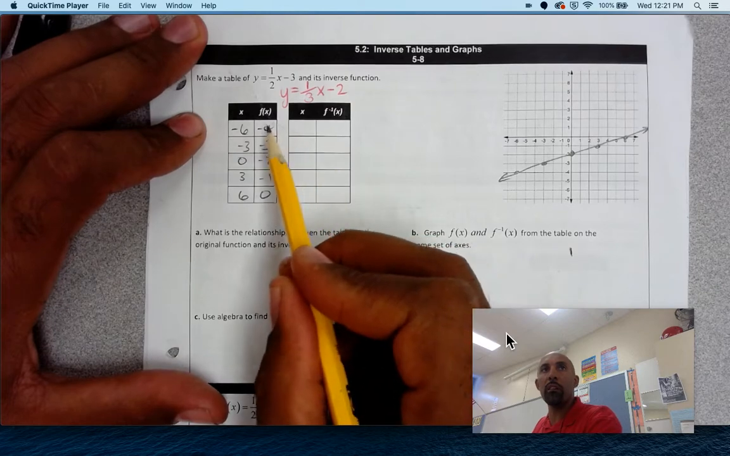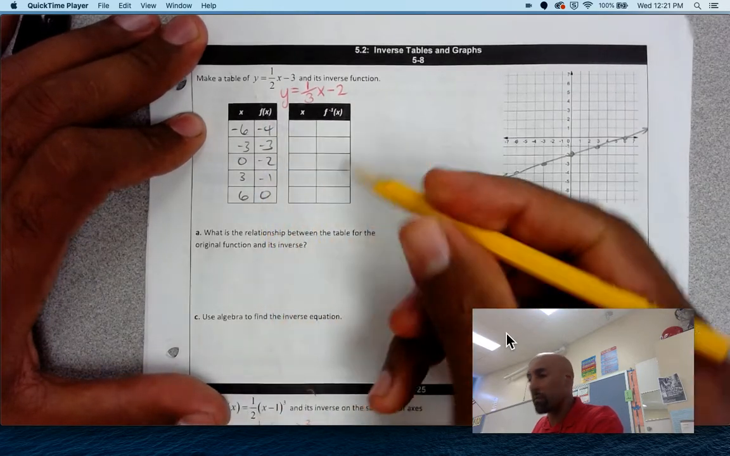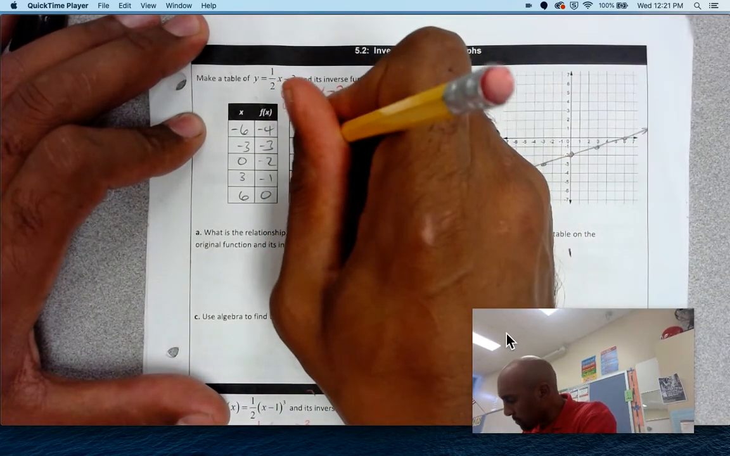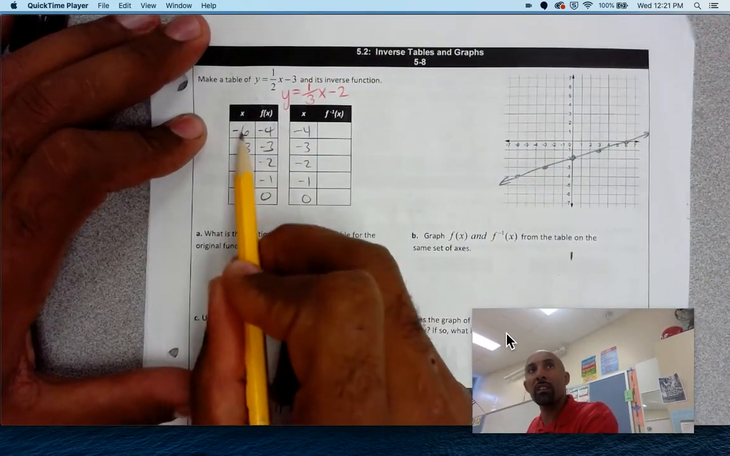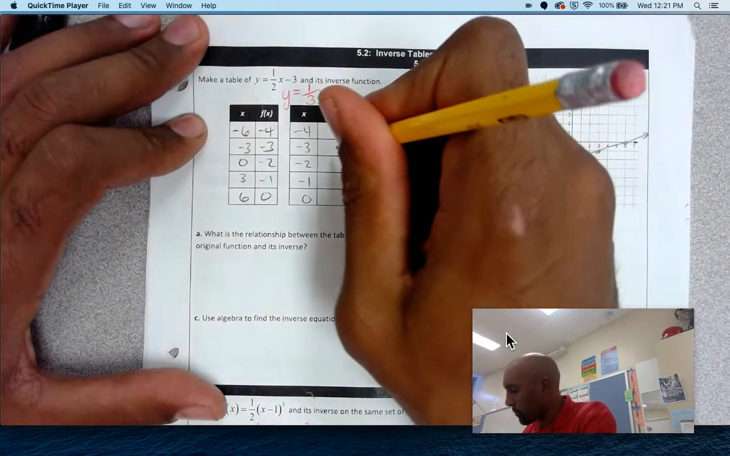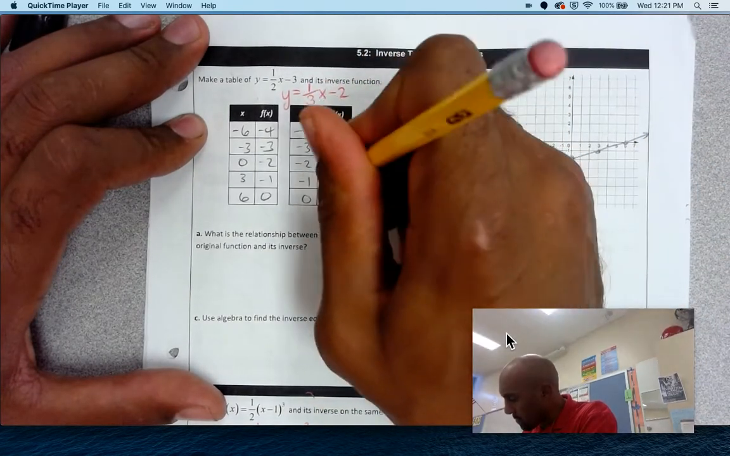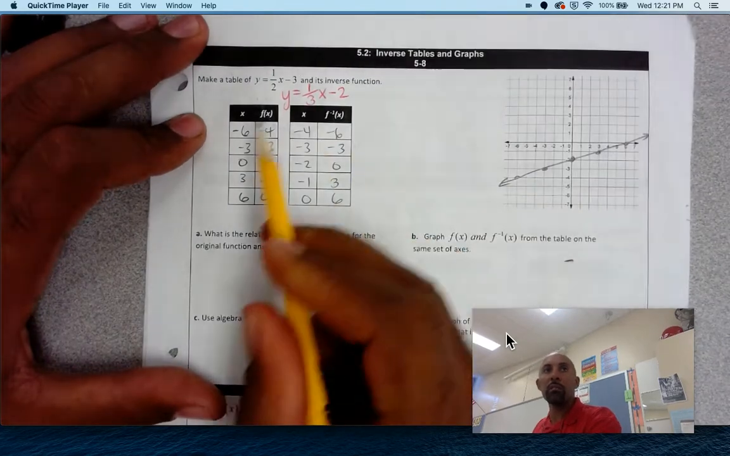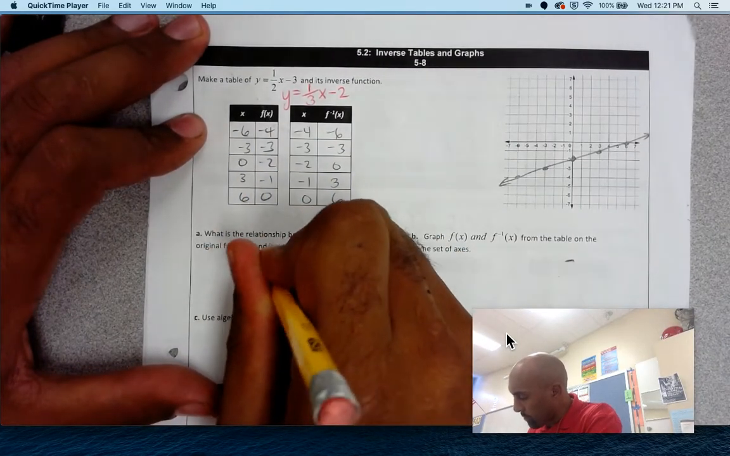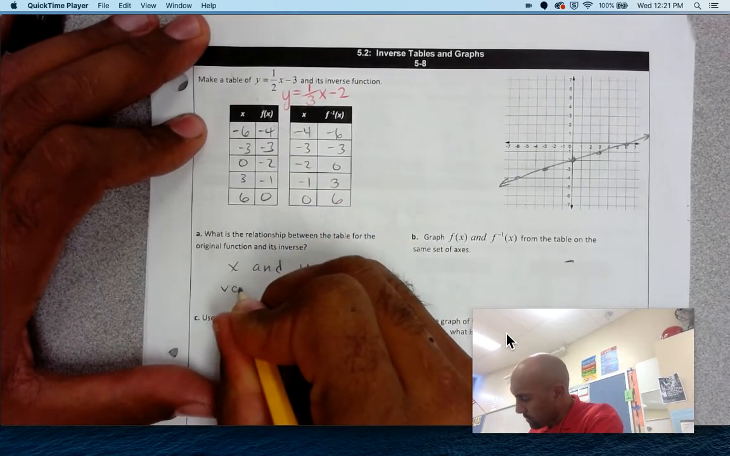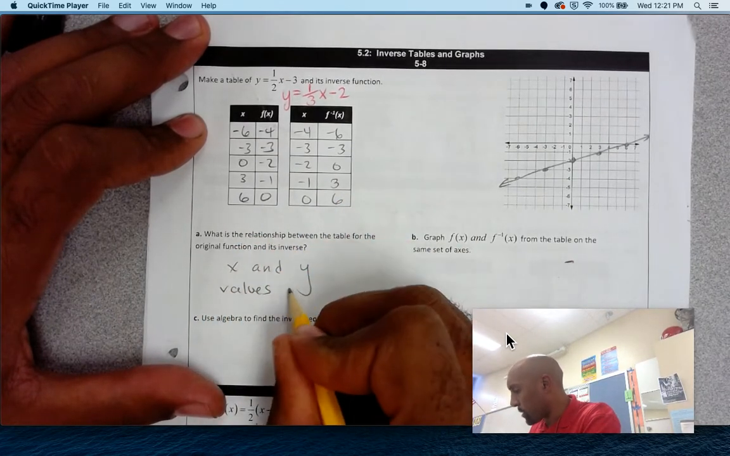Okay, so now if you remember for inverse functions, the table is the same thing, just flipped around. So now I take all my y values, or f of x values, and they go here for x. That's the relationship with inverse functions. And then I take my x values, and now they become the y. All right. Okay, so there's that. So what's the relationship? The x and y values switch.